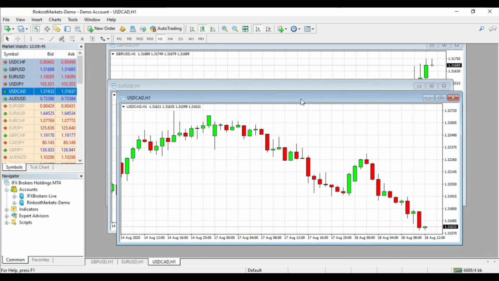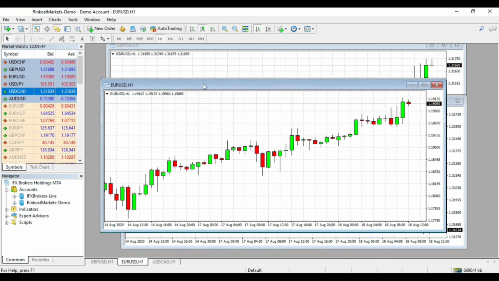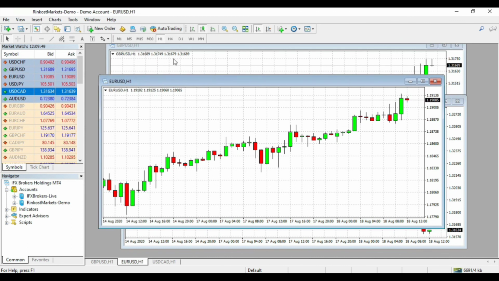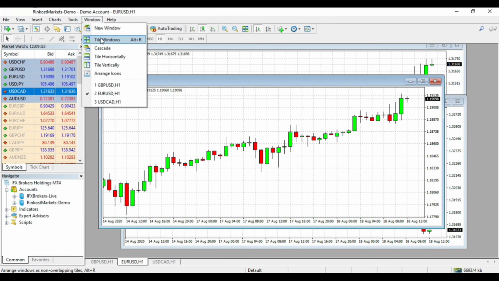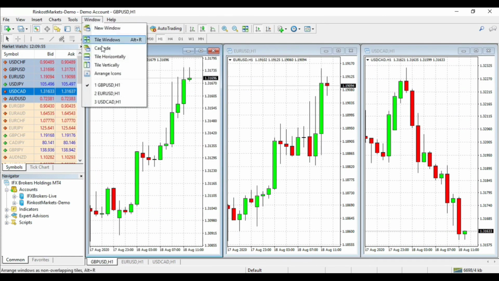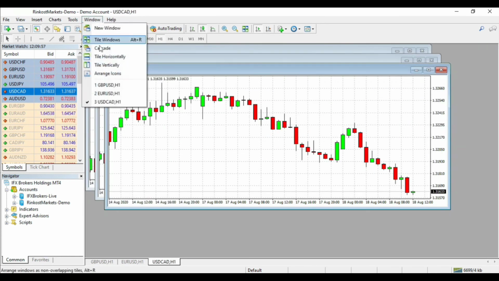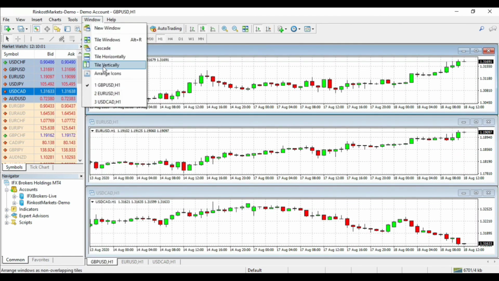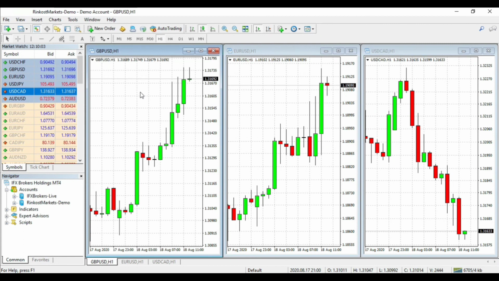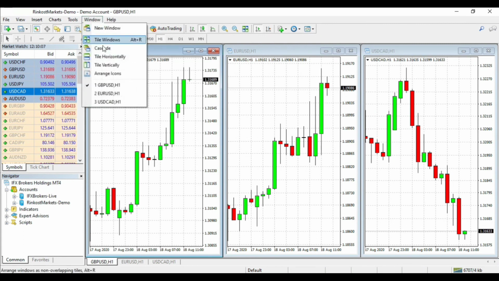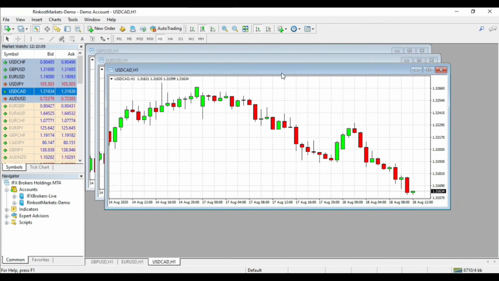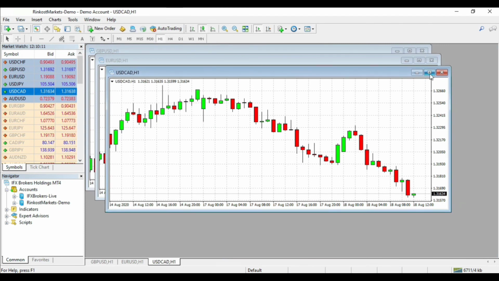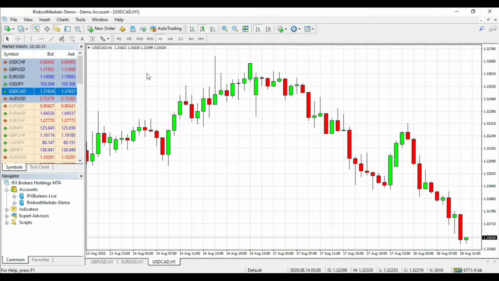And in order to give you guys different views for the different charts, you can go to the window tab above here. You can select tile windows, cascade windows, tile horizontally, so you can trade like this, or you can tile it vertically, and it allows you to trade the markets in whichever fashion you want. So let's just maximize this specific chart for a moment.